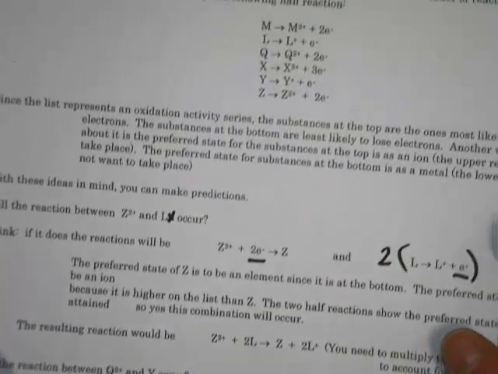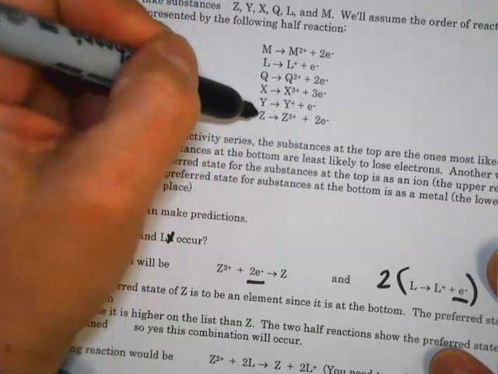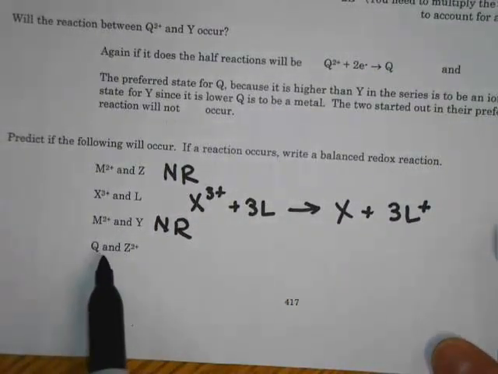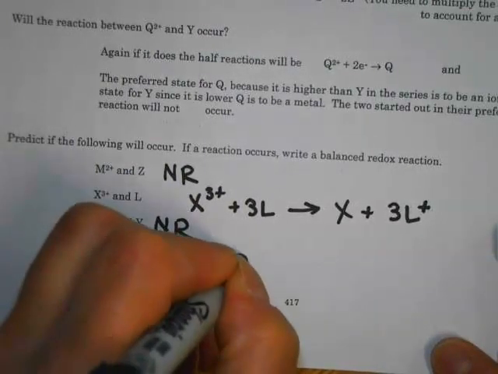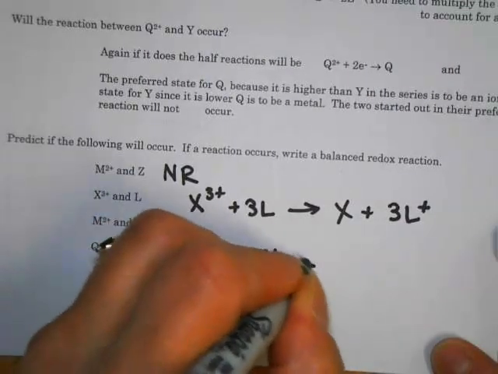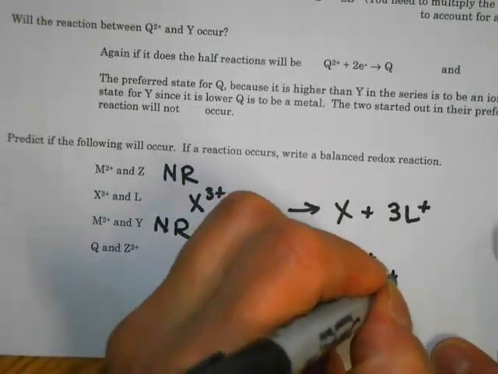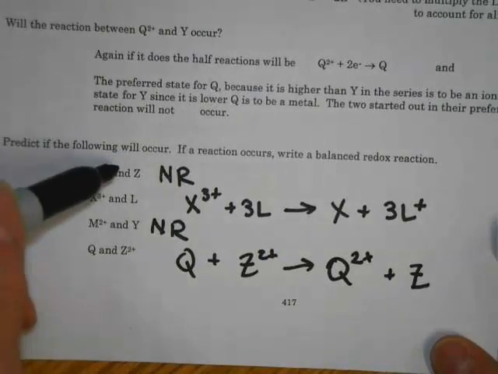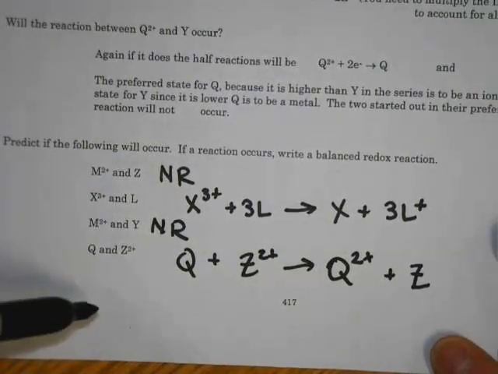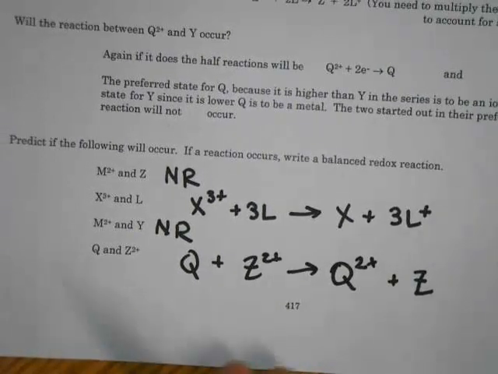And then finally, the last one is Q and Z2+. So where are they in our activity series? Q is above Z. Q wants to be the ion. It is not the ion, so we will get a reaction. So Q is going to react with Z2+ to create Q2+ plus Z. I don't have to worry about electrons because they're both +2s. So the second and the fourth reaction will take place, the first and the third will not. So you've got a couple of problem sets to do to practice that.